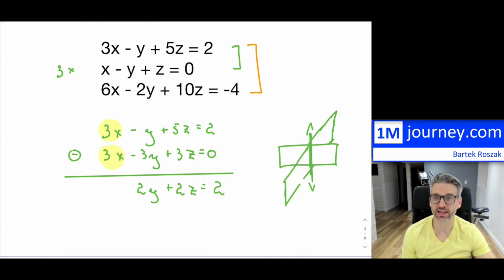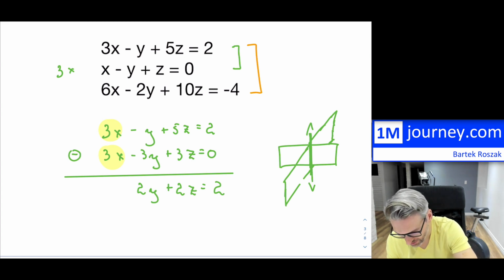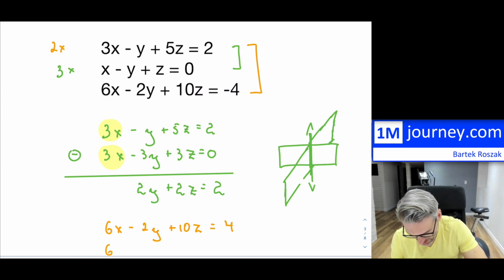So since I eliminated the x, once you eliminate and you choose a variable like x, then you stick with that. So that means just eliminate x entirely. So now from the other two equations that you chose, in order to do that, I'm going to have to actually multiply this one by 2. So this is going to give me 6x minus 2y plus 10z is equal to 4. And then my other one, which is 6x minus 2y plus 10z is equal to negative 4.